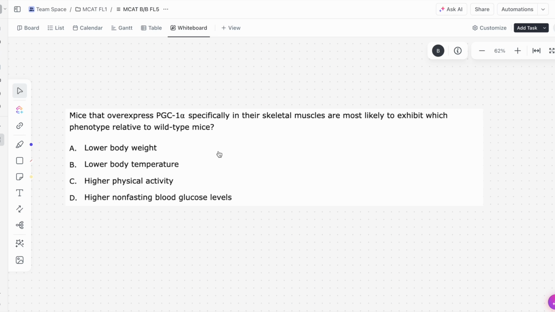All right, this is problem number 39. This is question 39 of the passage. It says here that the mice that overexpress PGC1 alpha, specifically in their skeletal muscles, are most likely to exhibit which phenotype relative to wild type mice? So let's take a look.